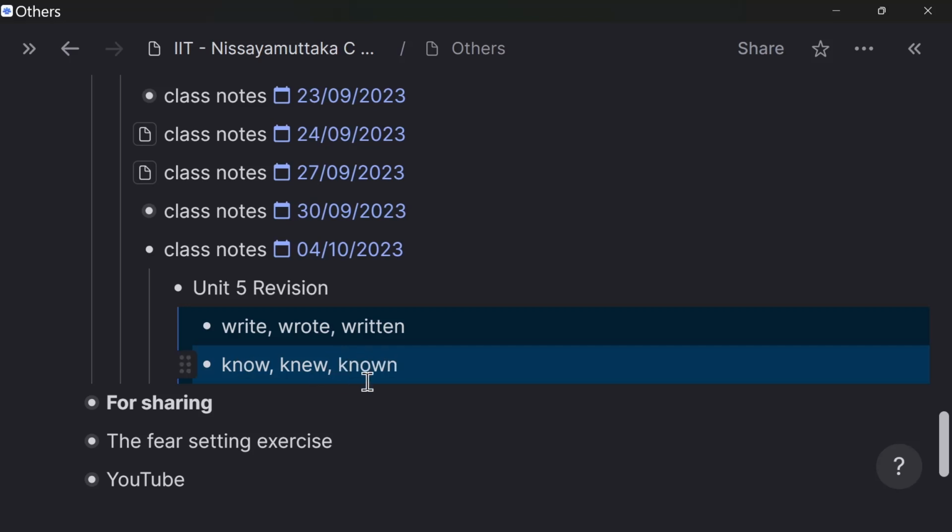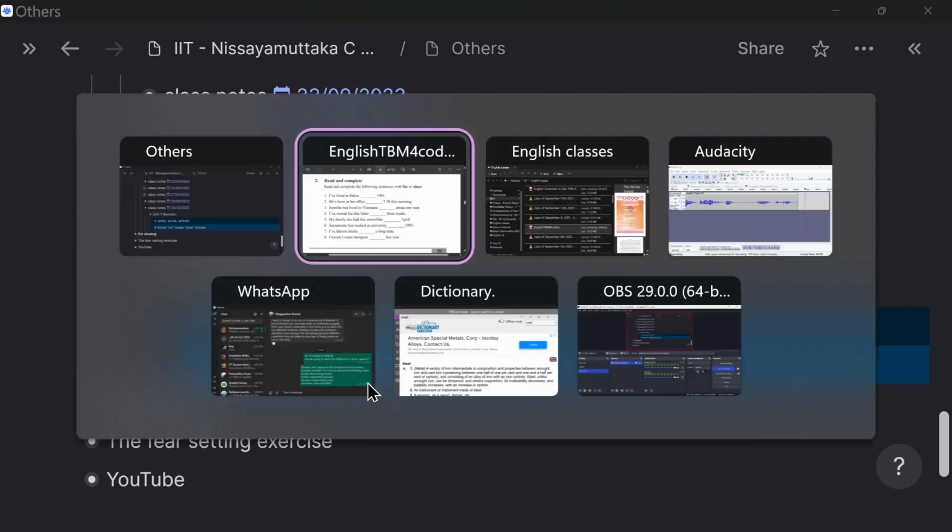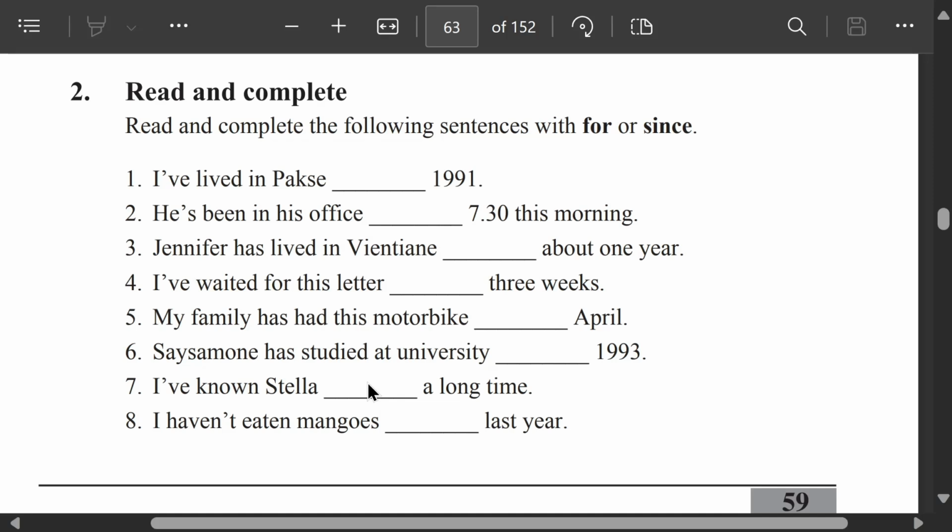Knew sounds like new, like a new pair of shoes, like a new rope. And then this is known. It sounds like no, you see? There's no other word, I think, like this. Known. Like this, okay? Known.